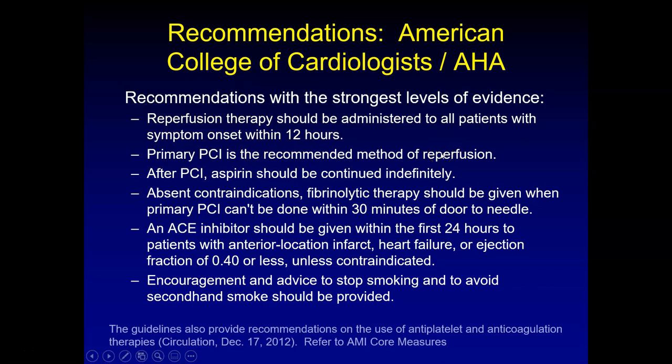Get that vessel open. Whenever we say the term PCI, you should think we're going in, finding the occlusion, and opening the vessel. That's what PCI is for. That's what the angiogram, the angiography, angioplasty is for. Okay. After PCI, aspirin should be continued, absolutely.